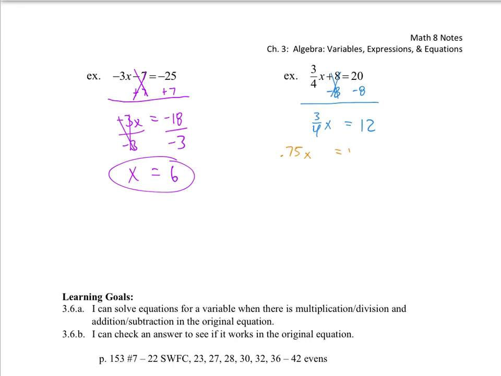0.75x equals 12. The other one I could have is 3x divided by 4 equals 12. So now we're getting another step into our equation. So either way works. The other way is you could use your calculator. You could push the parenthesis button, 3 divided by 4. There needs to be a 4 there. And your parentheses, that's like 3/4. That's a fraction right there.